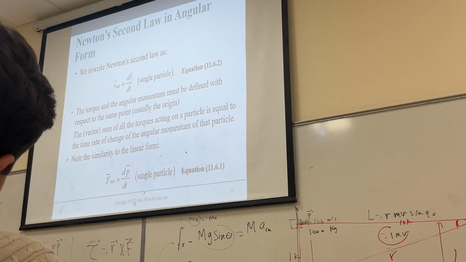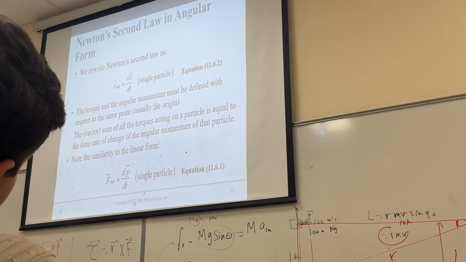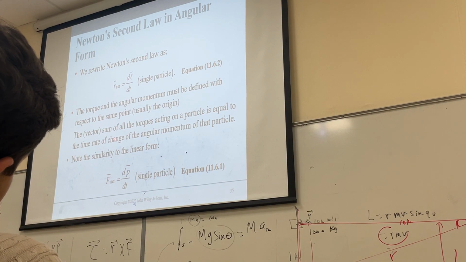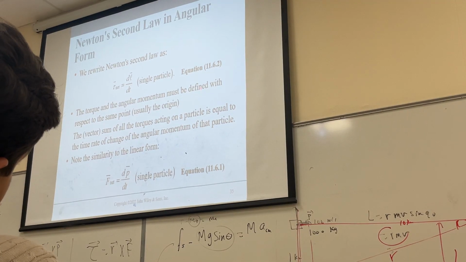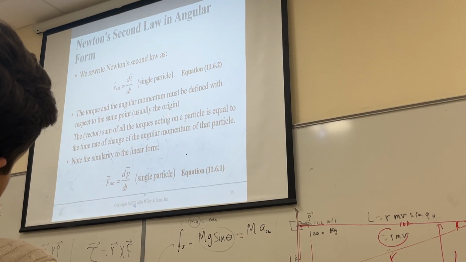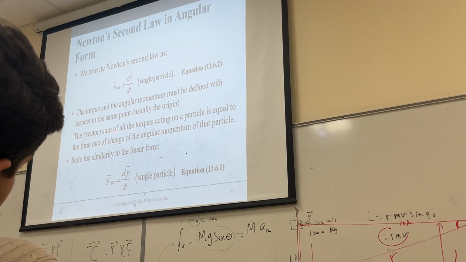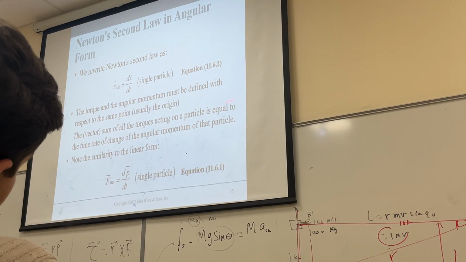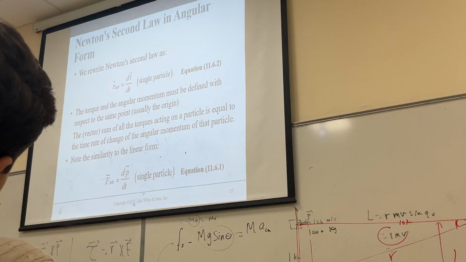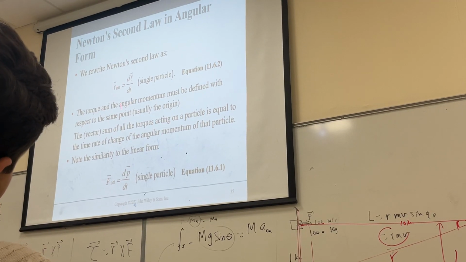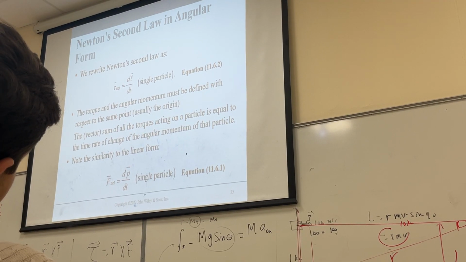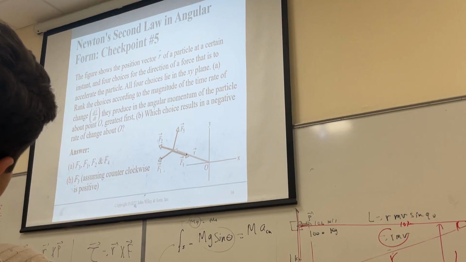For a single particle, you use small l, and this is similar here. The torque and the angular momentum must be defined with respect to the same point, usually the origin for a single particle. The vector sum of all torques acting on the particle is equal to the time rate of change of angular momentum. Okay, and the same thing for this.